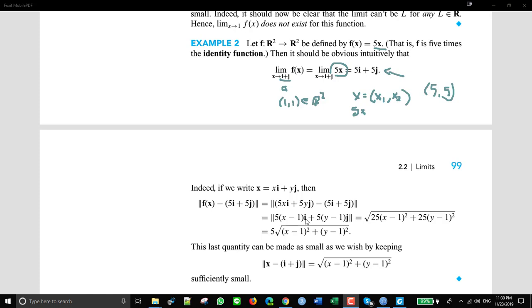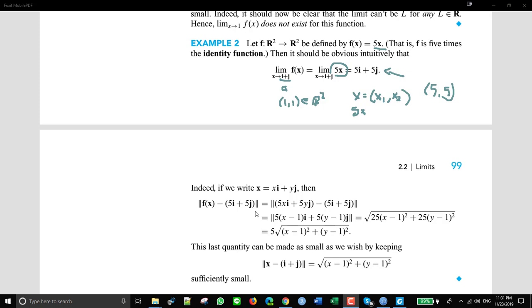And then they combine the i terms and they combine the j terms. And then this is the norm. So that means that we should take the dot product and then the square root. The dot product means take this times itself plus this times itself. So this times itself is 25 times (x minus 1) squared. That's what we have here. This times itself is 25 times (y minus 1) squared. We have to take the square root. So we can pull out the 5, since the 25 becomes 5 out here. So we get that.